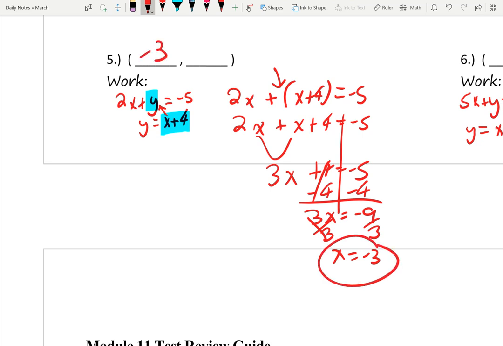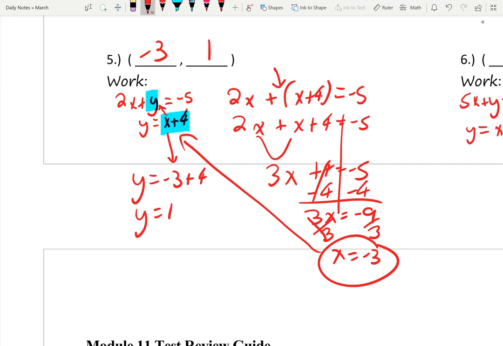And just like before, we can take that and plug that in. So if x is negative 3, then y equals negative 3 plus 4, right? Because x is negative 3. So negative 3 plus 4 is simply 1. So y is equal to 1. That gets our answer.